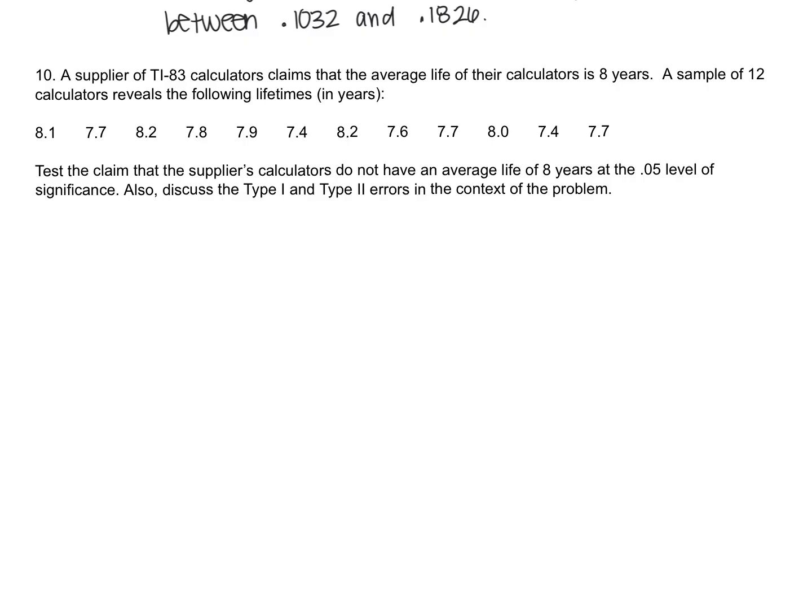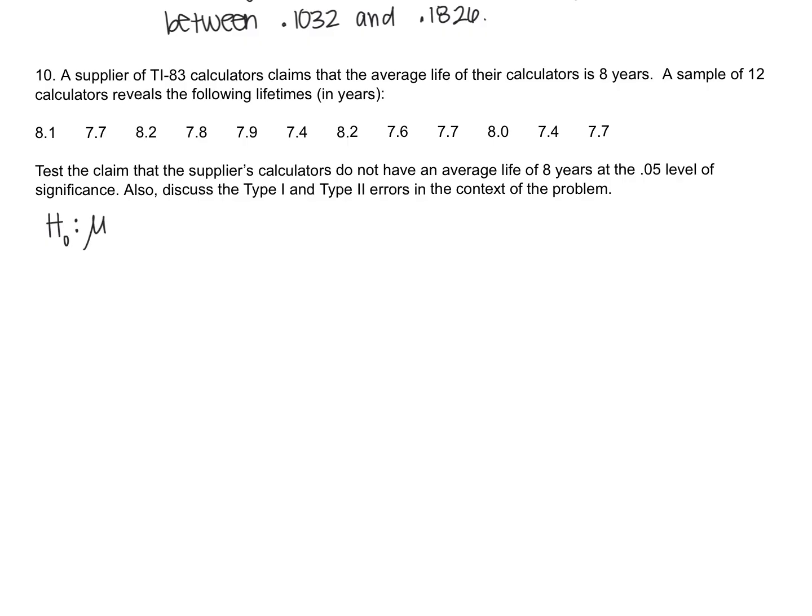Test the claim that the supplier's calculators do not have an average life of 8 years at the 0.05 level of significance. And then we're going to discuss the type 1 and type 2 errors in the context of the problem. So because this is a significance test, my first step is to write our null and alternative hypotheses.